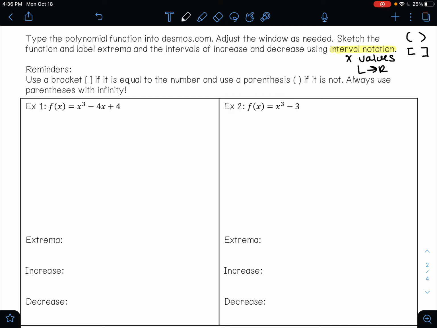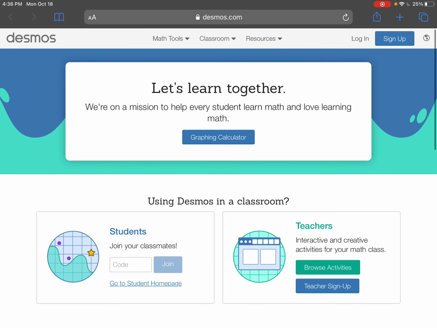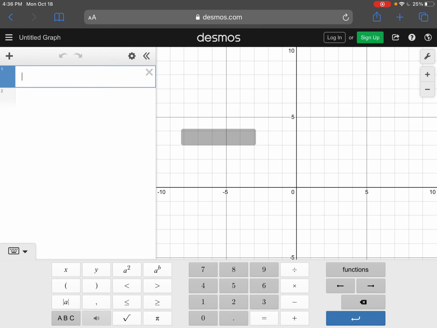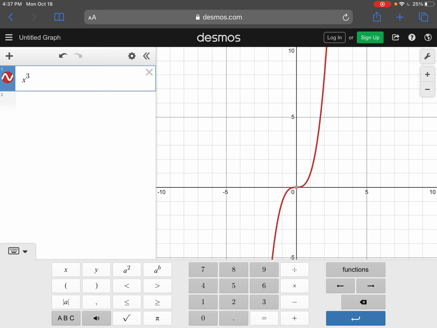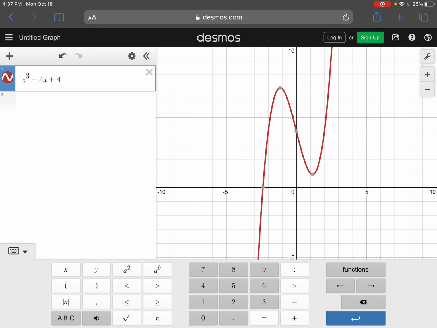Let me just grab my thing so I know where I am. All right, so I'm going to pull up Desmos. You just go to Desmos.com and click on the graphing calculator, and I'm just going to type in that equation. So I have x cubed minus 4x plus 4. And I'm just going to go ahead and sketch this graph on my sheet of paper.